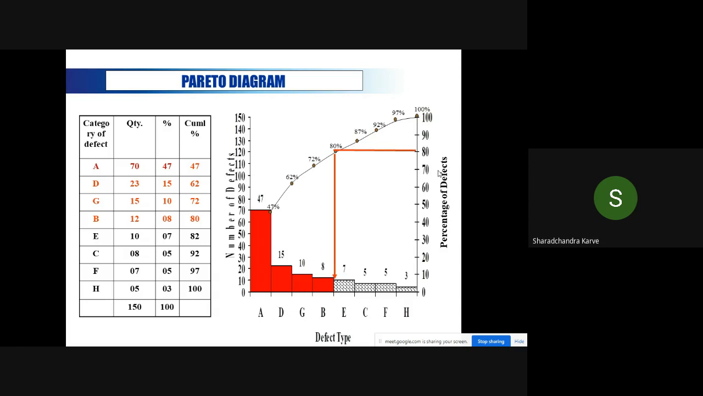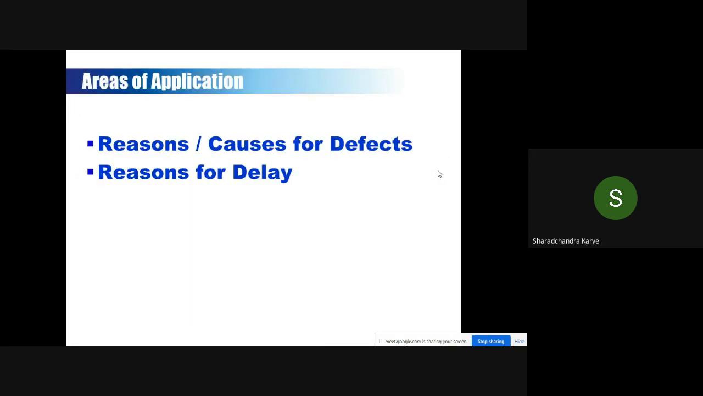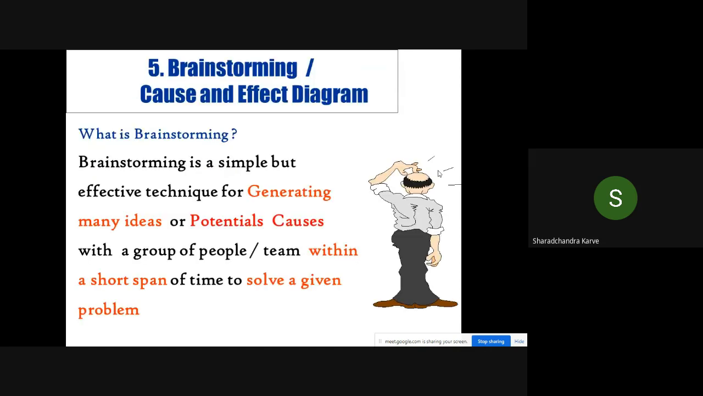Identifying the vital few out of the trivial many, or identifying critical X's from potential X's. So this is how it can be used. The graph is very simple, but it is generally used for all types of defects, financial analysis, how money is spent, etc. Okay, next slide. So reasons, causes of defects, reasons for delays, etc. Next slide.